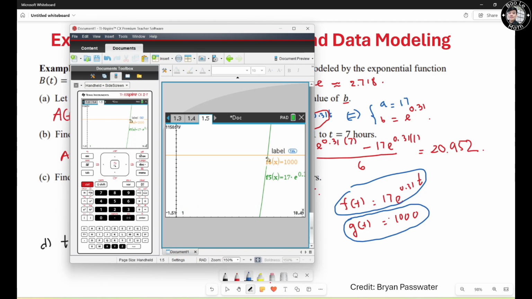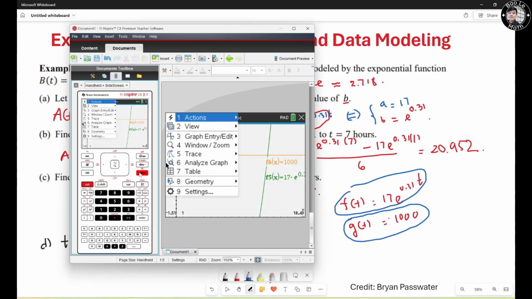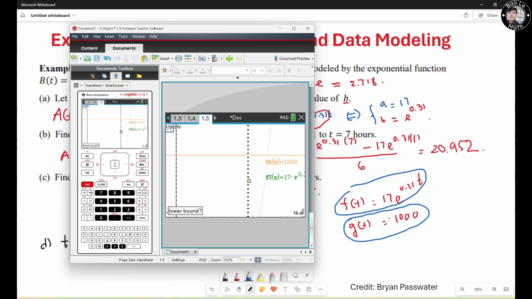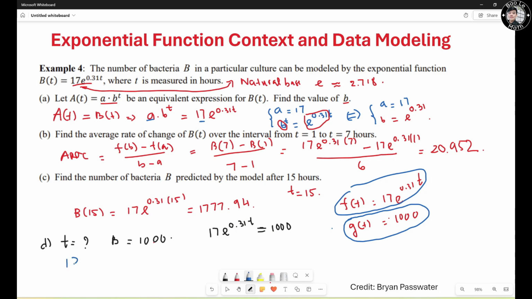Alright, so we need to find the intersection right here. Now we need to hit menu and number 6 right here, analyze graph and intersection. We need to move the vertical lines to the left of the intersection. So move to the left of the intersection, hit enter, and move to the right of the intersection, hit enter, and then you will see the intersection right here. It's going to be 13.1, right? So t equals 13.1 hours.